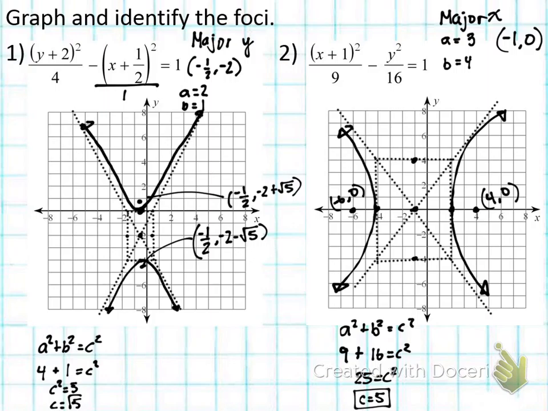Okay. So what I'd like you to do right now is, for number 1 and number 2, tell me again: how do we graph it, and then how do we find the foci? Same thing for number 2: how did I graph it, and how did I find the foci? And then once you're done with that, I want you to write these down, okay?